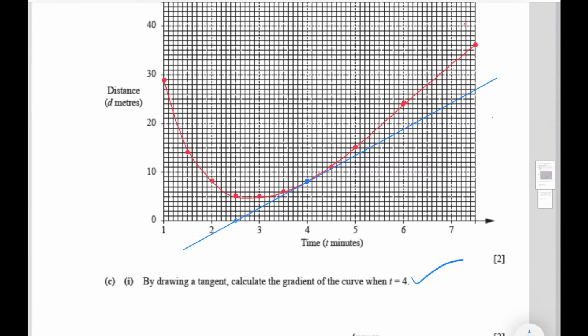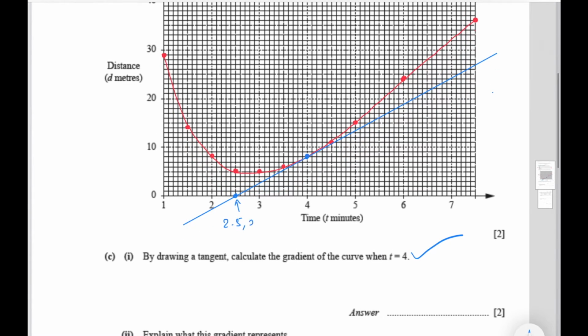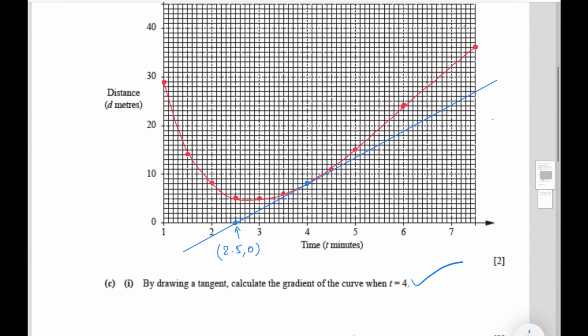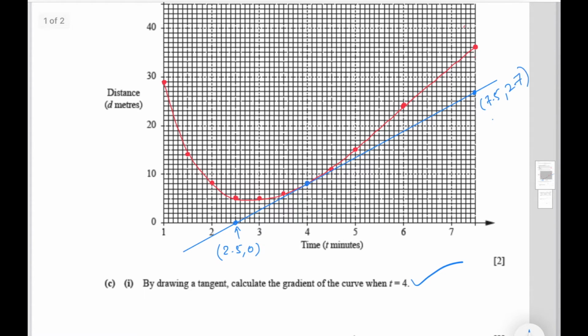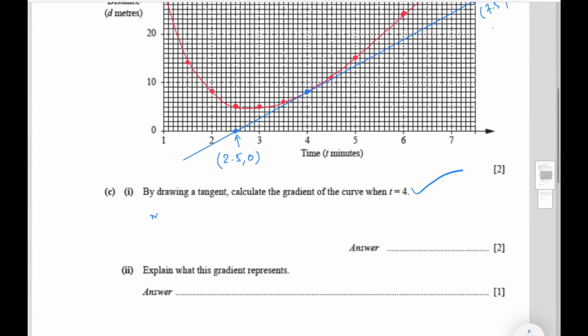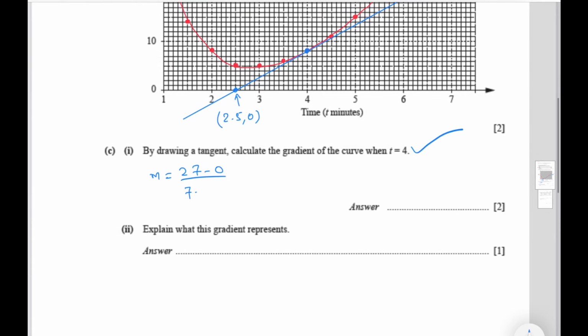One of the values is this right here. The coordinates of this value are 2.5 and 0. Let's talk about the other value over here. The coordinates of this value are 7.5 and 27. Sorry, not 2.7, it's 27. Okay, so how do we find the gradient? We do 27 minus 0 divided by 7.5 minus 2.5. Let's see what we get.